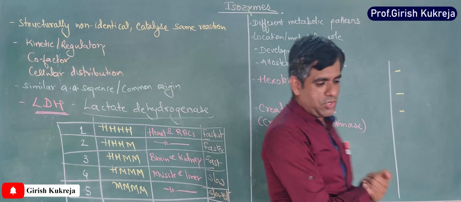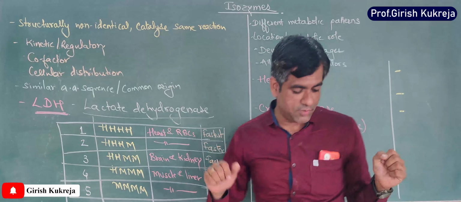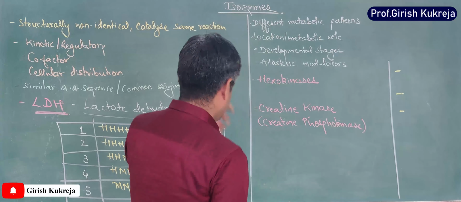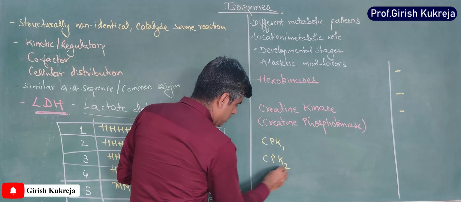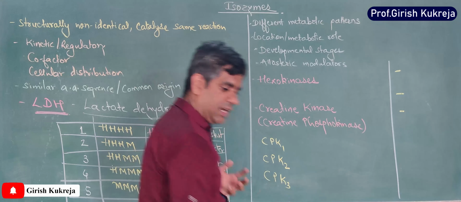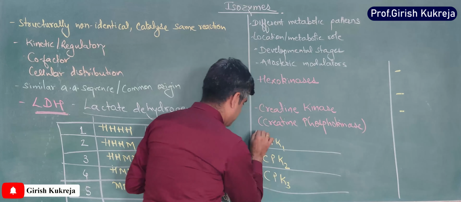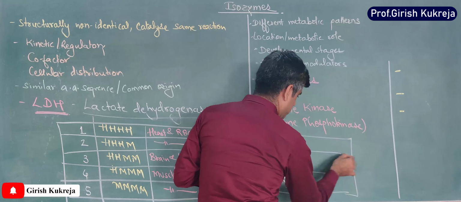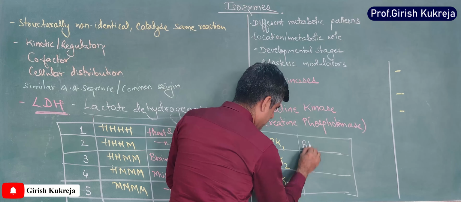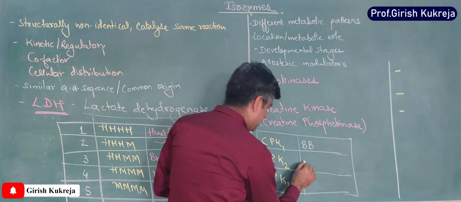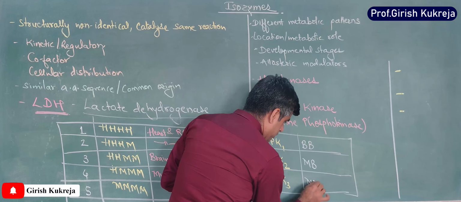Another particular isoenzyme is your creatine kinase, also referred to as creatine phosphokinase, converting your phosphocreatine into creatine. So it occurs in different forms, right? CPK1, CPK2, CPK3. It is a dimer actually, occurring as two subunits. One is called B, that is BB, right? Another is the M subunit, so a combination of B and M, and another with a combination of M and M.